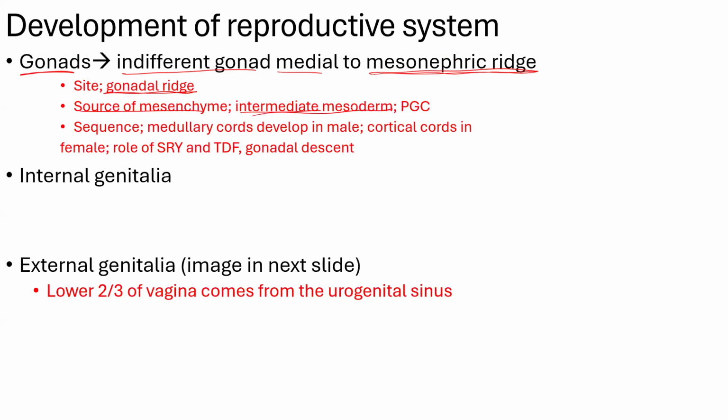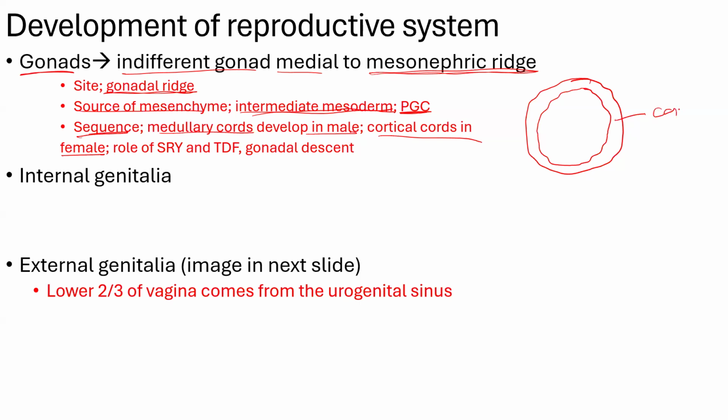The intermediate mesoderm will give rise to those cords, the medullary cords and the cortical cords, and then the pluripotent germ cells. The pluripotent germ cells give rise to the gametes. What is the sequence here? I'll keep it easy. The medullary cords will develop in males, whereas the cortical cords will develop in females. So if this is the gonadal ridge, you'll have a cortex on the outer part, and a medulla on the inner part.